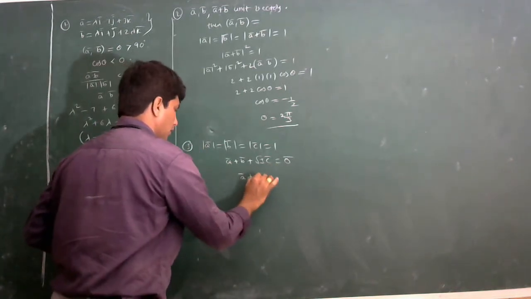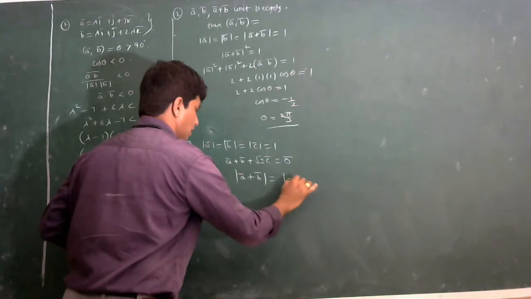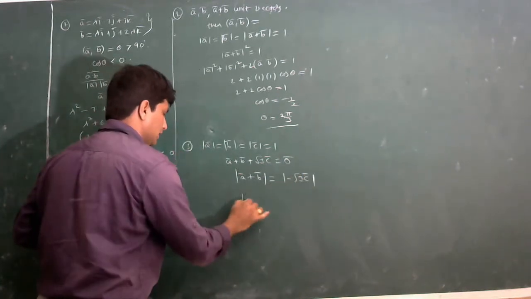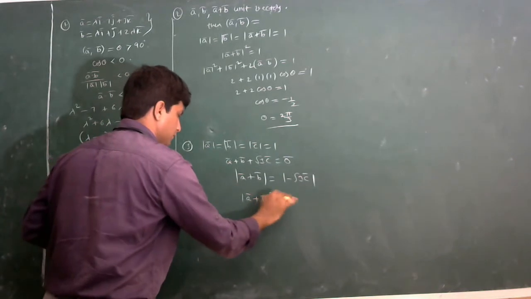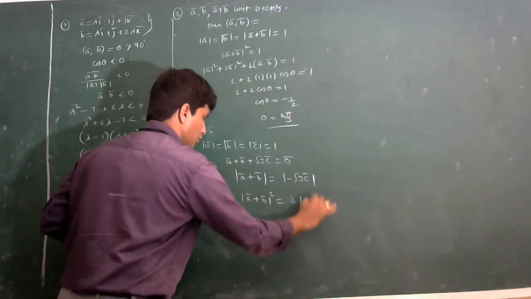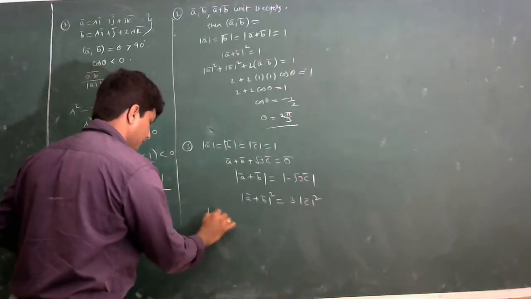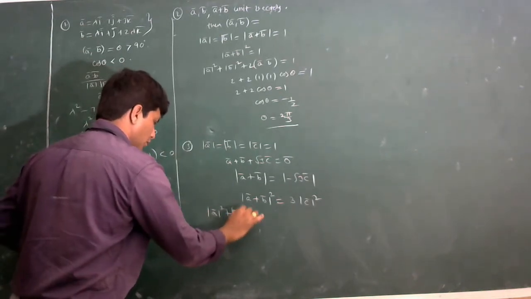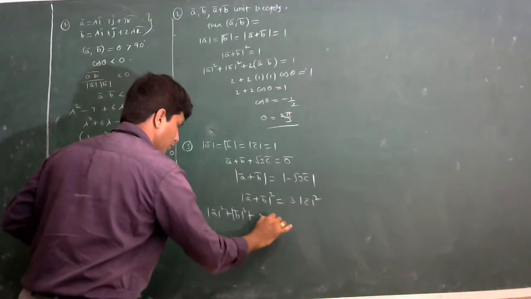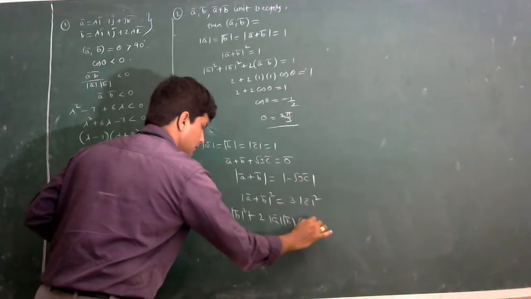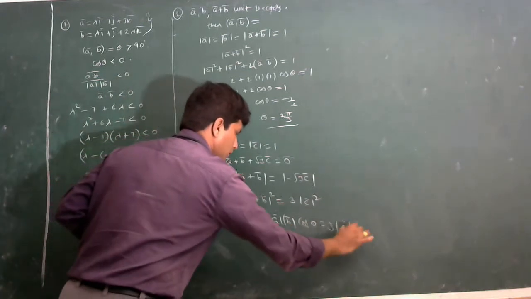and apply mod. This is mod of A bar plus B bar equal to mod of minus root 3 C bar. Mod of minus means plus, squaring on both sides. So this is mod of A bar plus B bar whole square equal to 3 into mod C bar square. Expand here. So this is mod A square plus mod B bar square plus 2 into A bar dot B bar, which means mod A mod B cos theta, equal to 3 into mod C bar square.